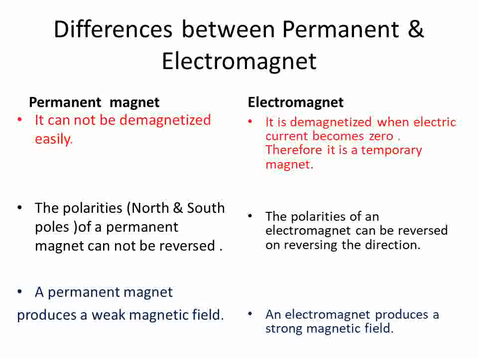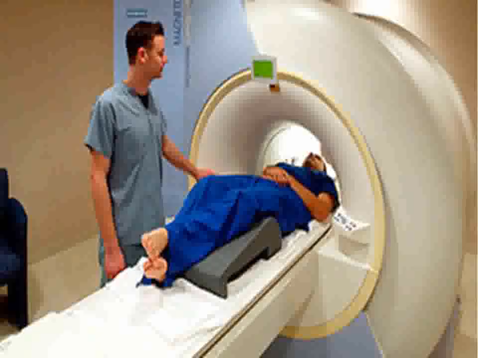Number 3, a permanent magnet produces a weak magnetic field. An electromagnet produces a strong magnetic field. Here is an MRI machine in which the patient is kept inside the machine, and here magnetic images are developed with the help of an outside magnetic field, and diagnosis of the body is done on the basis of it.